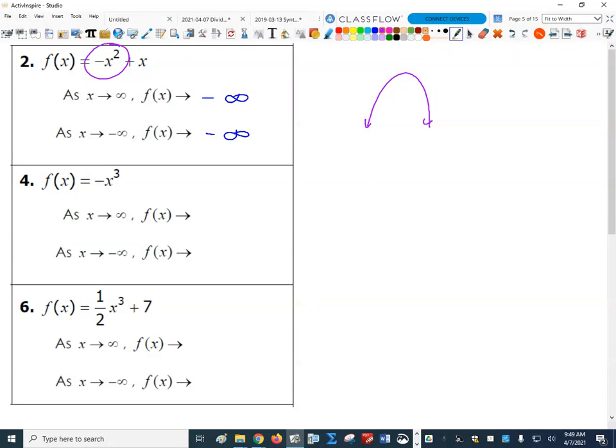Okay. How about 4? As x approaches infinity, f of x approaches negative infinity, right? As x approaches negative infinity, f of x approaches positive infinity. And the reason being because there is only one term in this case. That's the leading term. We know that if it's a negative odd, it's got that shape, doesn't it? Okay.